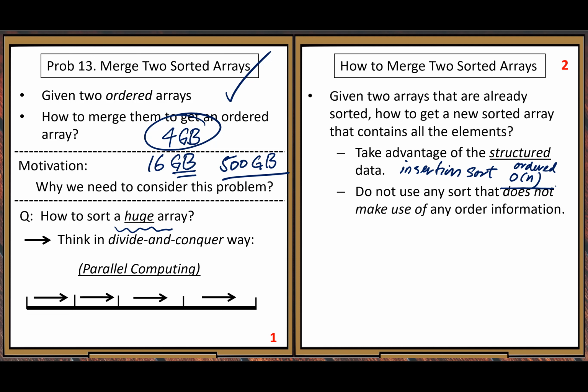All right, that means this insertion sort takes advantage of the order information big time. That means we can borrow the idea of this insertion sort and try to solve our current problem, because they are related. The insertion sort and this merge operation, they are related.